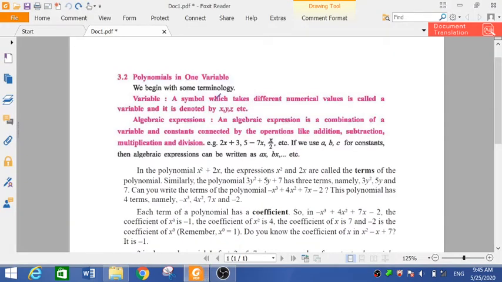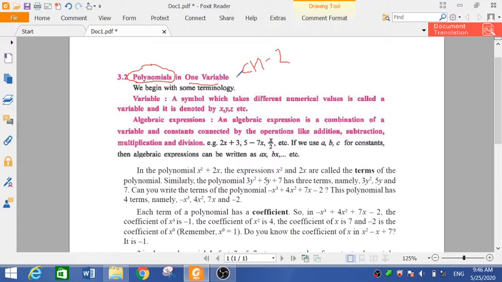Friend, today I want to explain chapter 2, that is polynomial. For 9th standard, the first lesson we have completed, mostly all exercises we have discussed. Now we want to start chapter 2. Before we start, the topic related to chapter 2 is polynomial, but in this lesson we will discuss polynomial with one variable.